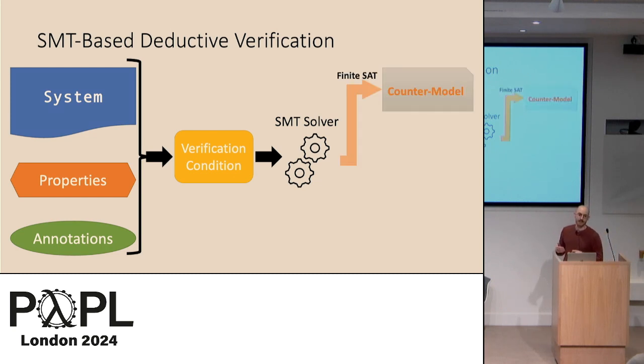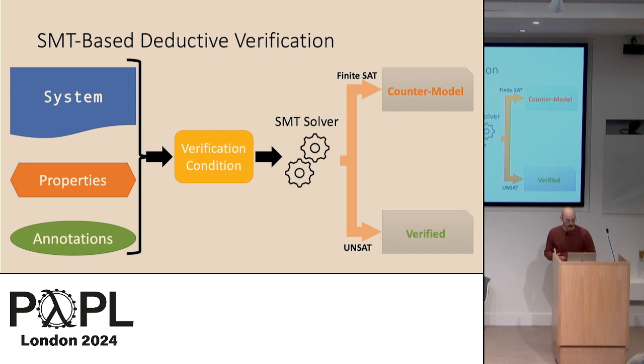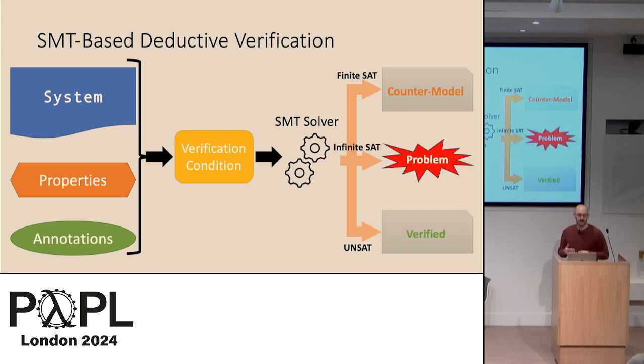The formula can be finitely satisfiable, and then the solver will give us a finite counter model that shows an incorrect behavior of the system. The formula can be unsatisfiable, and then we'll get a proof that the system is verified. And the formula can be infinitely satisfiable, and then we have a problem. The solver will get stuck and will give no feedback to the user.